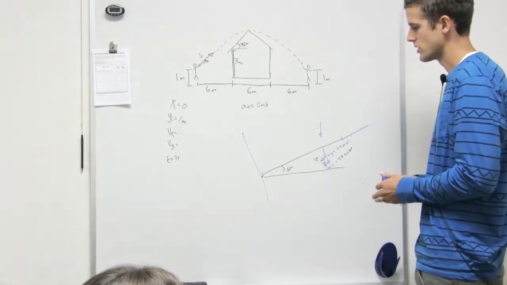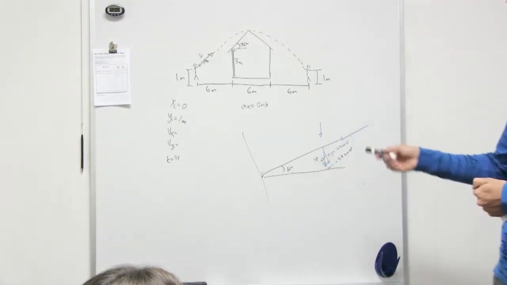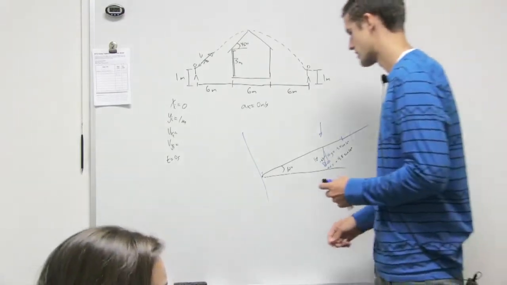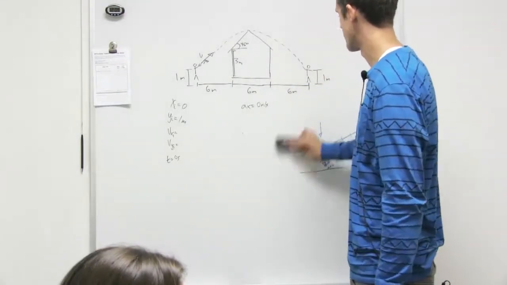Perfect. Cool. So that's what you have to watch out for. If you're on an angle like that, then you will have an X acceleration, because tilting your axis is the best way to do the problem.